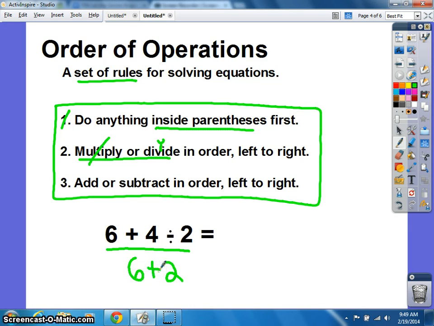So now I have 6 plus 2 because I solved the second step first. 4 divided by 2 equals 2. So now I'm done with that step.